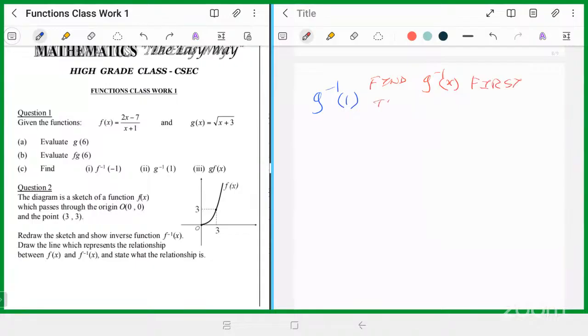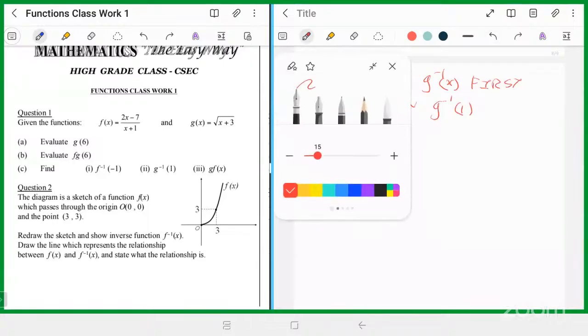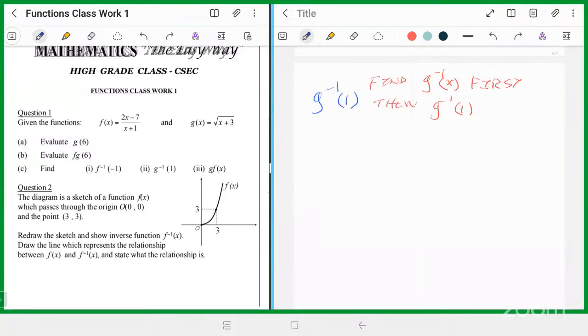Then we can put the 1 in it and find g to the minus 1 of the 1. So how do we find g to the minus 1 of x? Starting with the g, this function, I'm going to leave off the of x from it. So I'm just going to write g equals the square root of x plus 3 to begin with. Instead of calling it y, it's shortened to give the function the same letter that it had, so we don't mix them up.